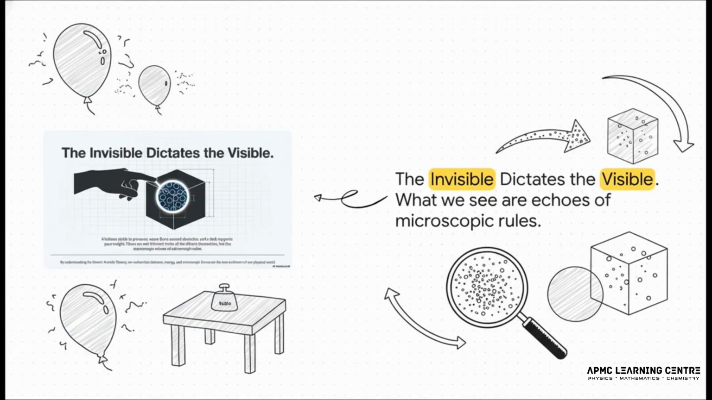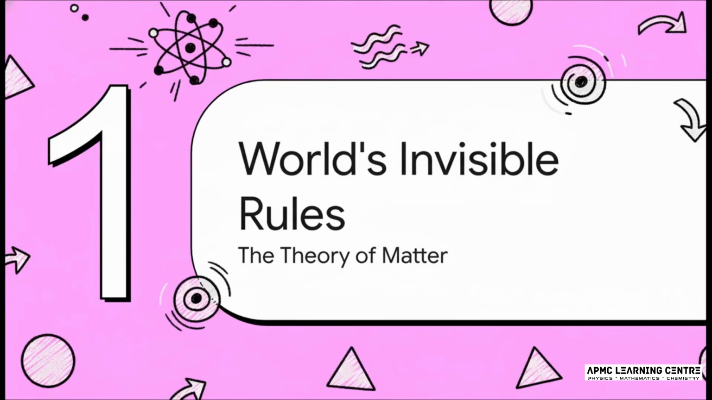And here's the core idea. The invisible dictates the visible. Think about that. Whether it's the desk you're sitting at or the air you're breathing, those properties aren't just there. They're actually large-scale echoes of some tiny, microscopic rules playing out. So what are these super powerful, invisible rules? You might think it's going to be incredibly complicated, but it all comes down to a single, really elegant theory.